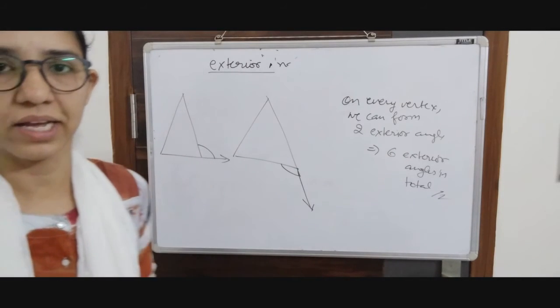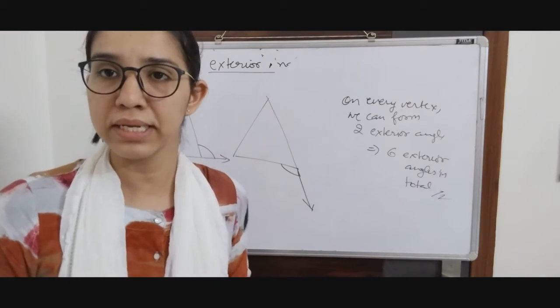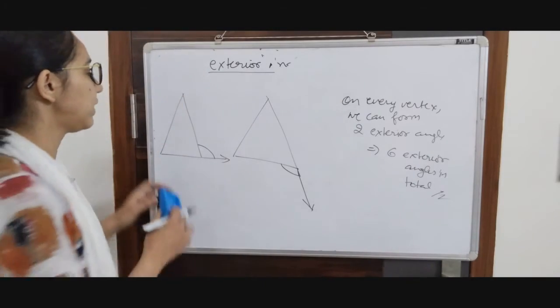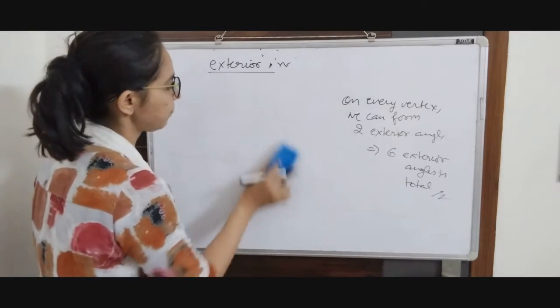These were exterior angles. Now we have the exterior angle property. And what is the exterior angle property?